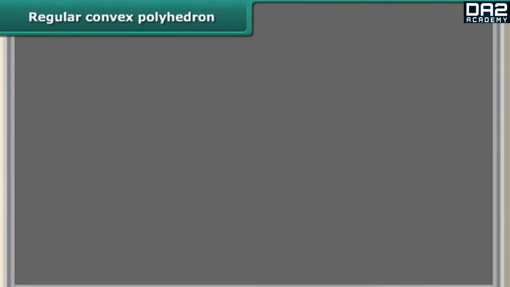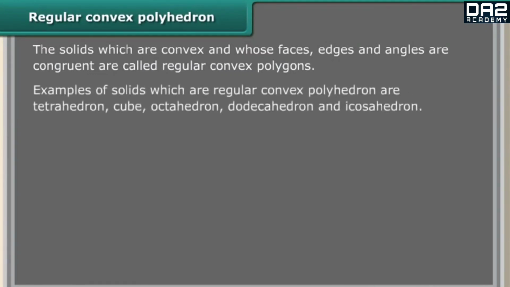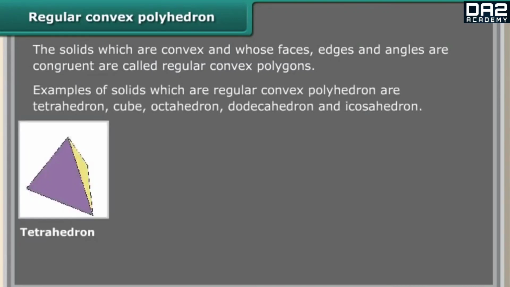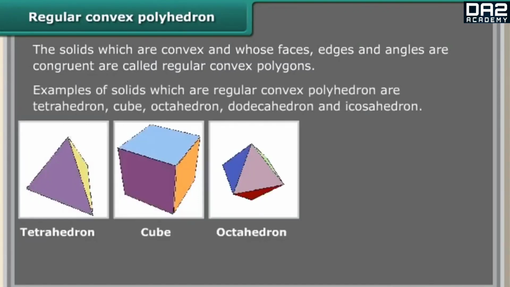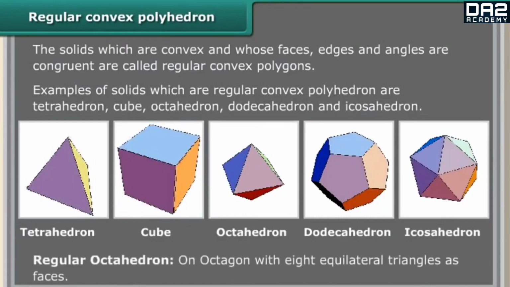Regular convex polyhedron: the solids which are convex and whose faces, edges and angles are congruent are called regular convex polyhedra. Examples are tetrahedron, cube, octahedron, dodecahedron and icosahedron. Regular octahedron: a solid with 8 equilateral triangles as faces.